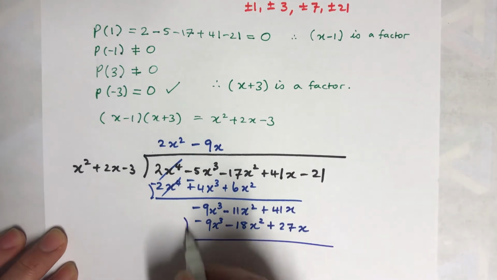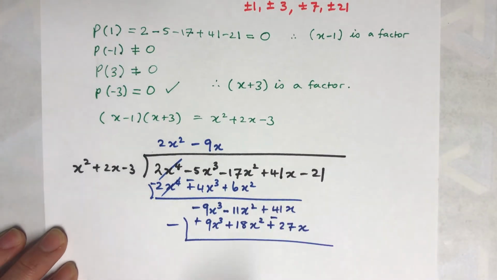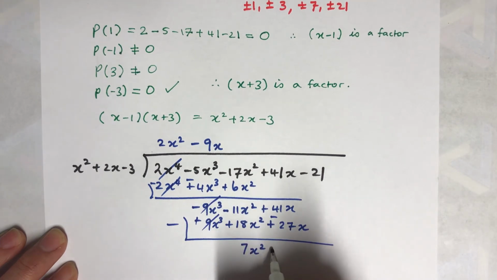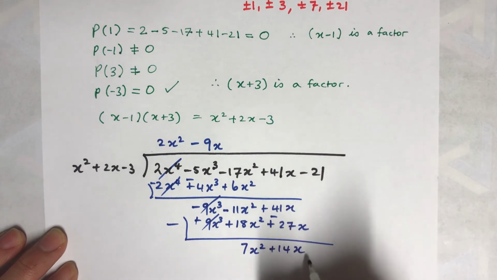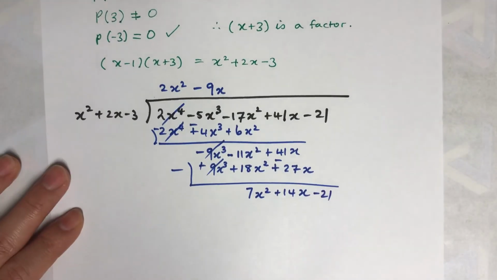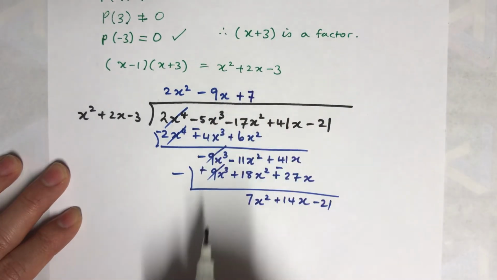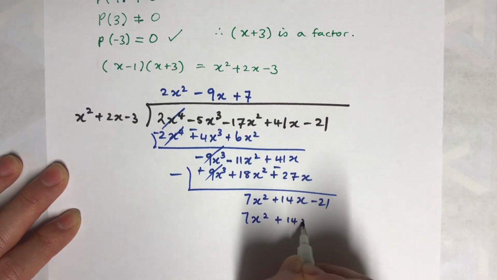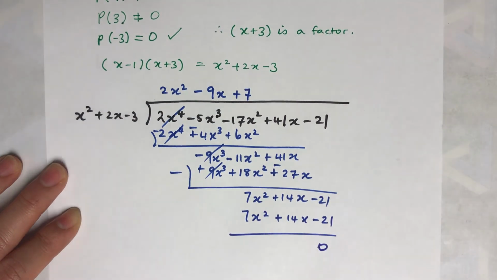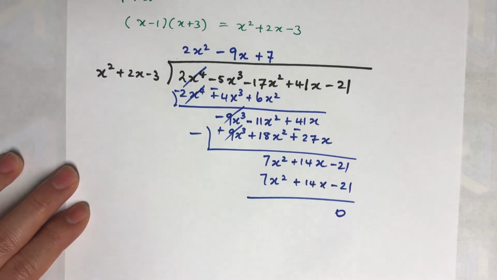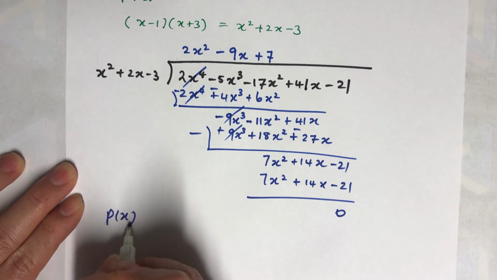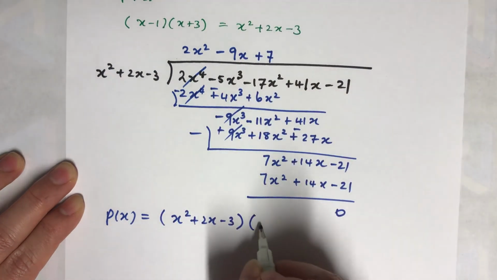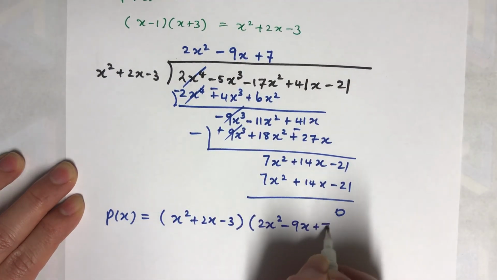Okay, minus plus plus minus, so it goes down. That's a 7x squared. That'll be plus 14x, bring down minus 21. Okay, and then I'm going to put plus 7, and times everything by 7. Oh, look at that. That's beautiful. Okay, so let's tie this one up a bit. So P of x equals x squared plus 2x minus 3, and on the top 2x squared minus 9x plus 7.